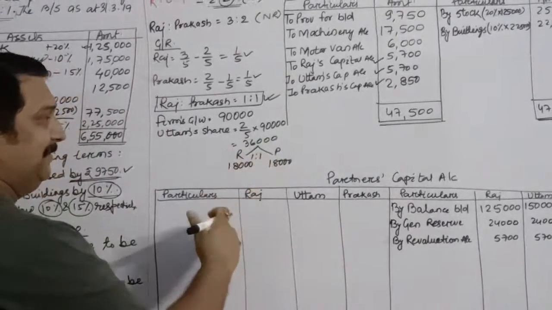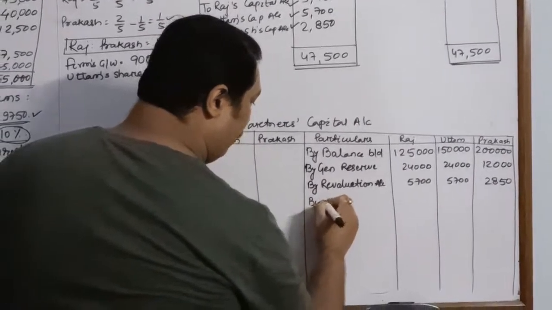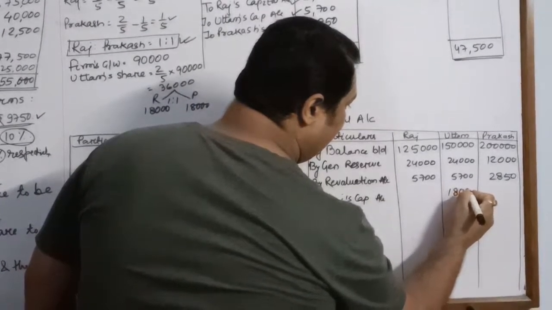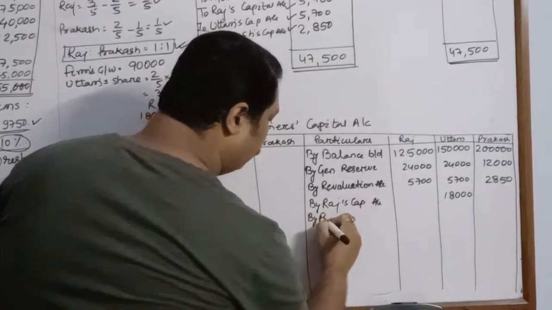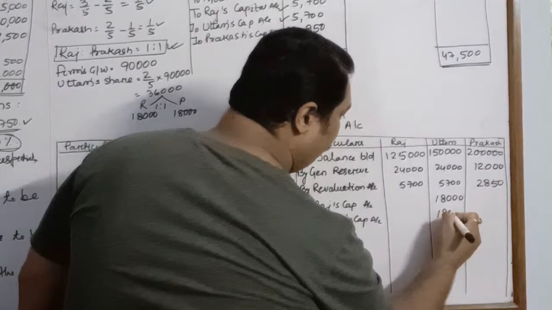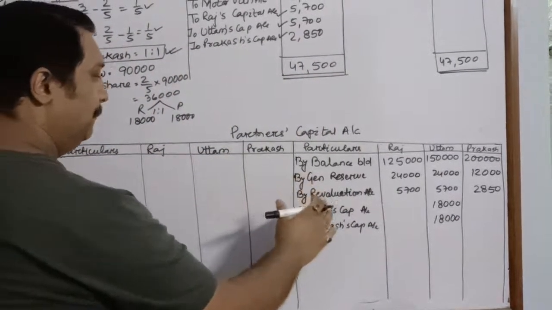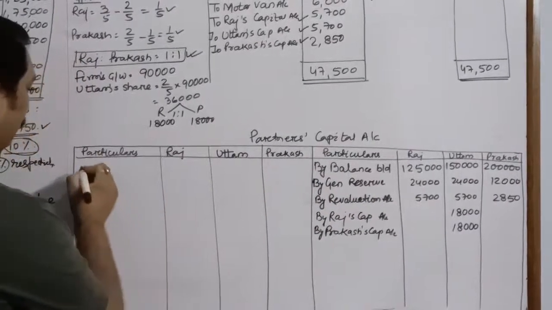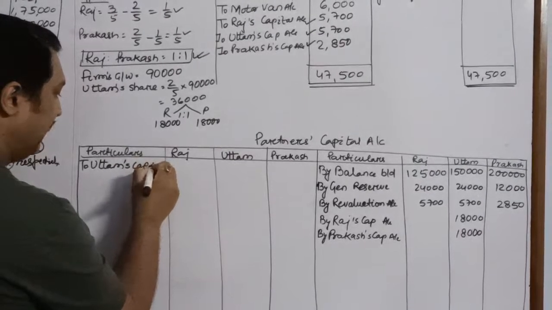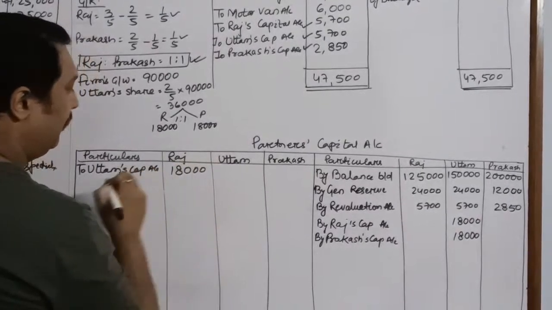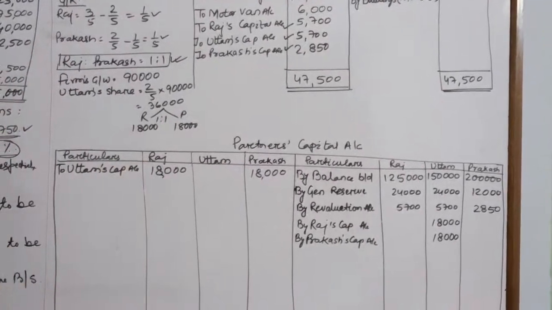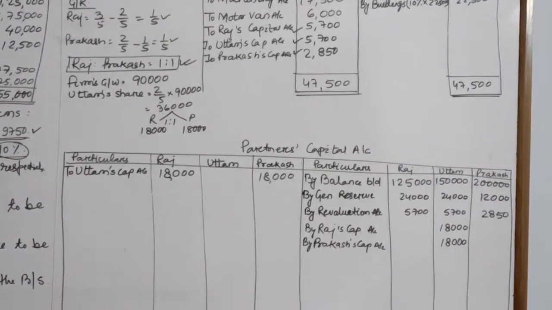So these two partners will be giving. That is why I will write over here by Raj's capital account. Raj will give to Uttam 18,000 and Prakash will also give, Prakash's capital account. He will also give 18,000 to the partner. Because of the payment to Uttam, their capital will reduce. So since they are giving it to Uttam, Raj's capital will reduce by 18,000 and Prakash's capital will also decrease by 18,000. Both of the capitals will decrease by 18,000.